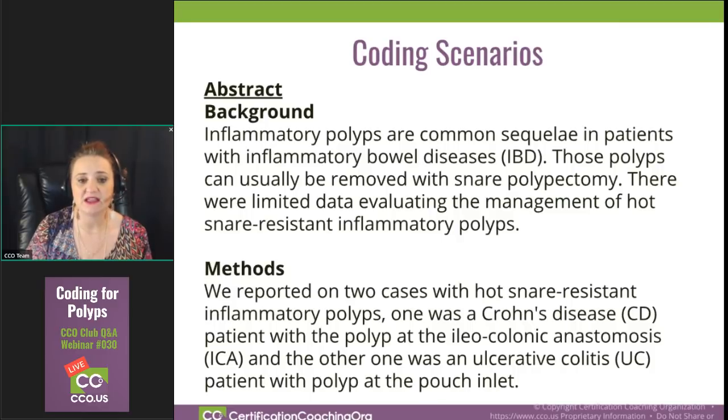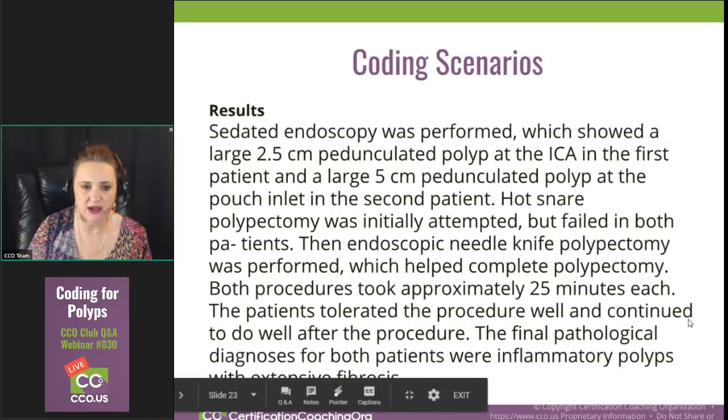So they are saying that they did two cases with a hot snare resistant inflammatory polyp. One was with a patient that had Crohn's disease, and the other one was an ileocolonic anastomosis patient, as well as having ulcerative colitis, it looks like. So the second one had a polyp in the pouch inlet. You can go out and study more about the anatomy of how that worked.